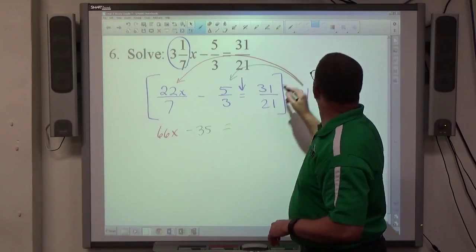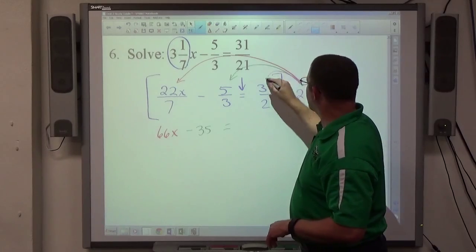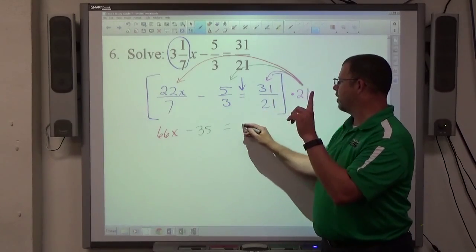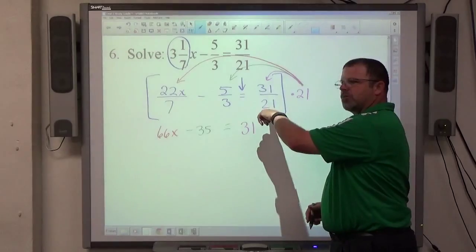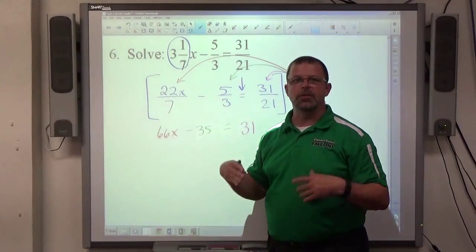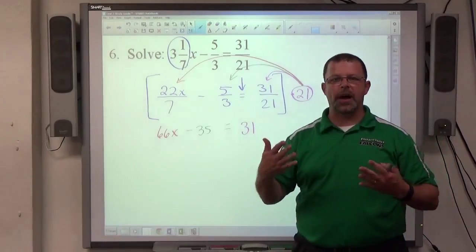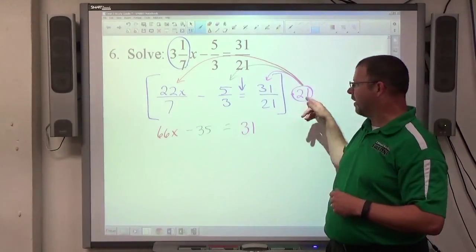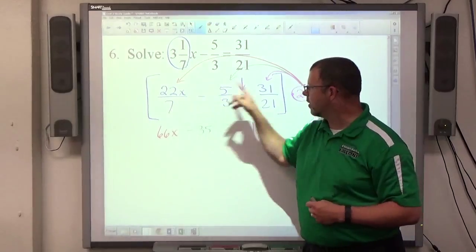Finally, equals this one. 21 divided by 21 is 1, times 31 is 31. Divide first, multiply the result times the top. If you get a least common denominator, it will divide evenly. If you don't, it won't. So if you try and divide it and it doesn't divide evenly, that means you didn't find a least common denominator. 21 divided by 7 is 3.